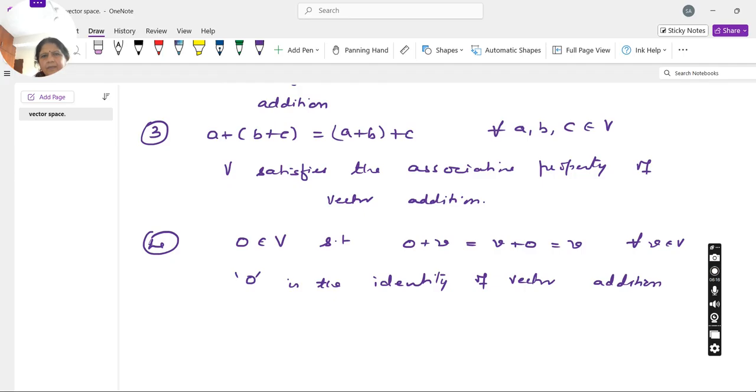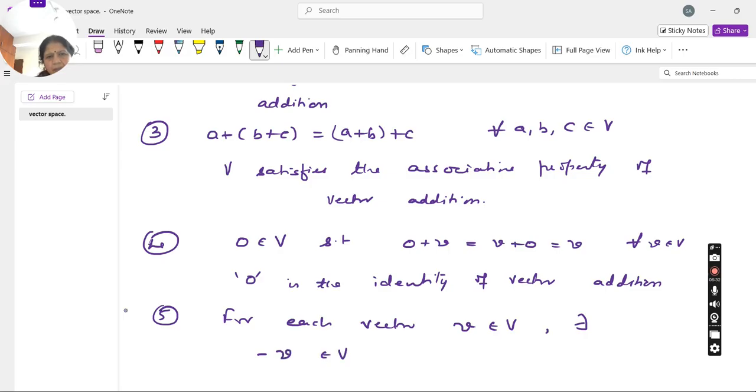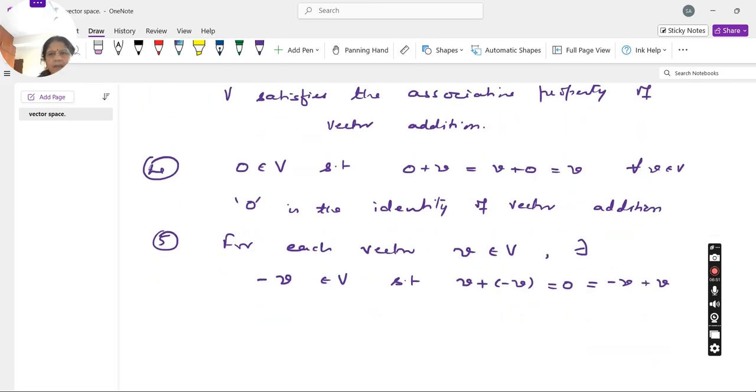Next is, for each vector v in V, there exists a negative vector, the vector in the negative direction, minus v, such that v plus minus v equals 0. That means each vector of V has an additive inverse in V.